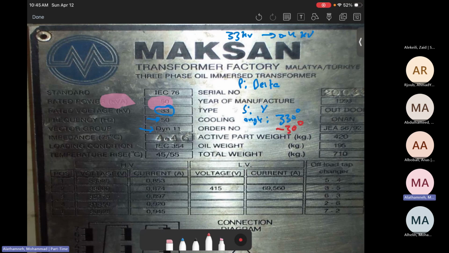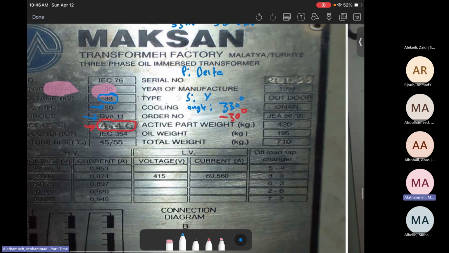Then the other thing, the impedance, which is 404.46 ohms. We will talk about impedance later, maybe in today's lecture. Then the loading coordination according to the IEC standards. These IEC standards are very common to make sure it is designed and built to satisfy these standards. Then the rising temperature, 45 or 55, that it can handle above the normal.